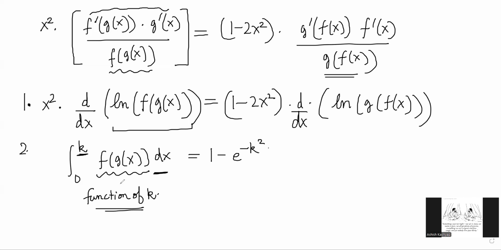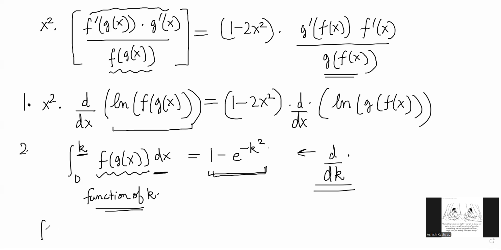After doing the integral and putting the limits, it will become a function of k. And this side also is a function of k. So in order to understand what f of g of x is, I need to remove the integral sign. The way to do it is to differentiate the integral, but with respect to which variable? I will differentiate with respect to k. I have to do a d by dk for this because these are all functions of k.